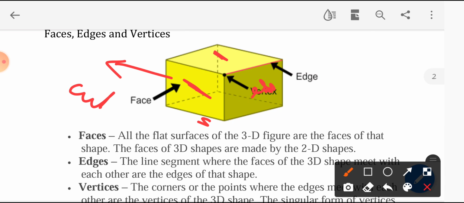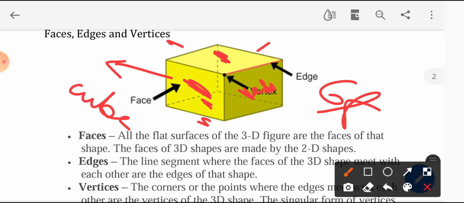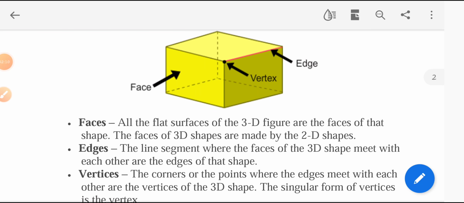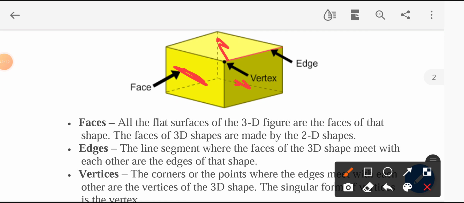So how many faces are there in the cube? There are total how many faces? 6 faces in a cube and cuboid. 1, 2, 3, then one at the down, one here, 5 and 6. There are 6 faces. So these are known as its faces, which are made by 2D shapes. Or we can say that each side of a solid, means the side, is known as its face. This is the side, so it is known as faces.